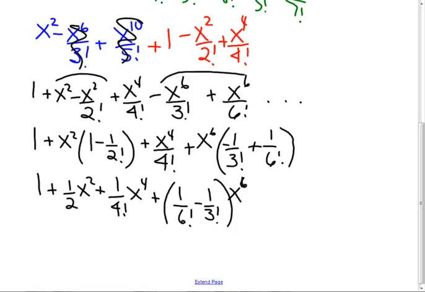Why is it negative in the first place? This is 1 plus... I factor out x squared here. It's 1 minus the coefficient, which is 1 over 2 factorial. I just don't get why you have it as negative x squared over 2 factorial if it's in theory adding.